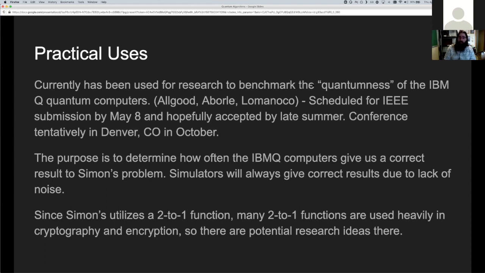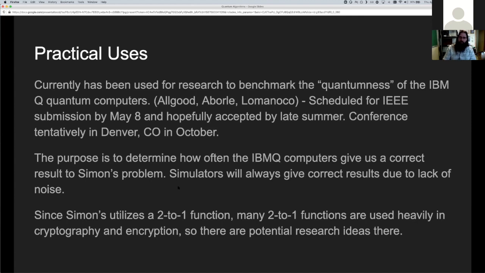And so essentially what we do is we're running Simon's algorithm on IBM, and we're trying to see how often we get back the correct results. Because when you run stuff on a real quantum machine, you're going to get every possibility, and then you're going to get counts of how many times that occurred. And it should be a pretty high probability that you get what you expect back.